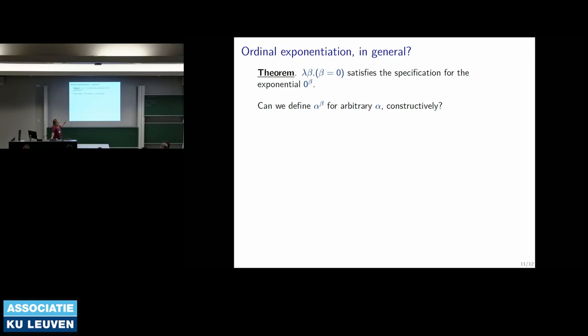beta equals 0 will be empty. So 0 to the beta will then be 0 in that case. So it's not hard to show that this satisfies the specification. That's the easy case, right?